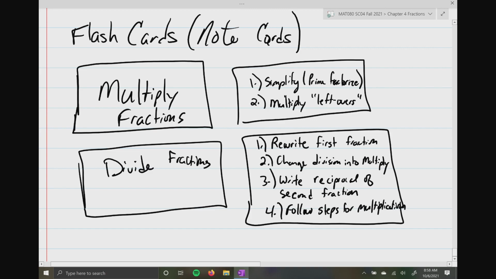So that should be on your back. 1, rewrite the first fraction. 2, change division to multiplication. 3, write the reciprocal of the second fraction. 4, follow steps for multiplication, which brings you back to that.